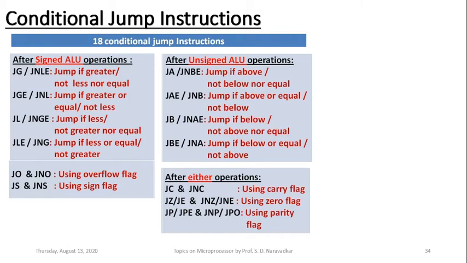So these are the 18 conditional jump instructions here which can be used after comparison or after subtraction of 2 operands. And depending on whether it is a signed operation or unsigned operation, one particular jump instruction is to be used here. And the third category can be used either after a signed operation or unsigned operation.